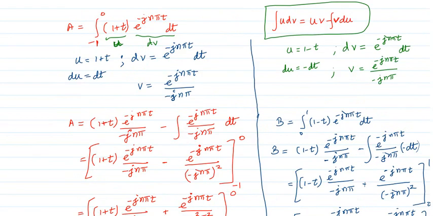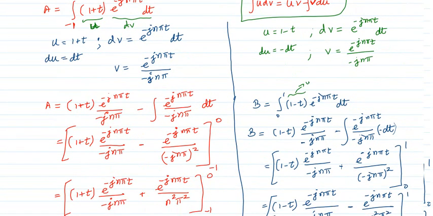So here for B, this is your u term, and this entire thing is your dv. Since u is 1 minus t, du is equal to minus dt. I am differentiating u with respect to t. dv is equal to this term. If I integrate e power minus j n pi t, I get e power minus j n pi t divided by minus j n pi. So this is my minus a term.